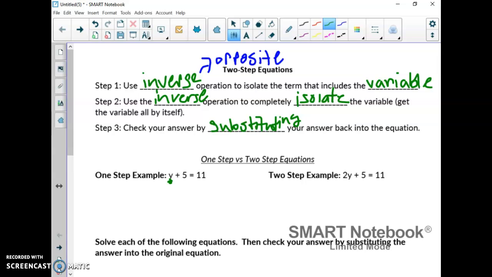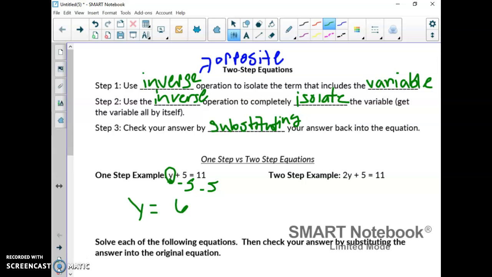So for one-step examples, remember we want to try to get our y by itself. In order to do that, we have to do the opposite of +5, which is -5. And then you end up with y equals 6. Don't know why I put double equal signs. So when you do 11 minus 5, you get 6, and that's your final answer.